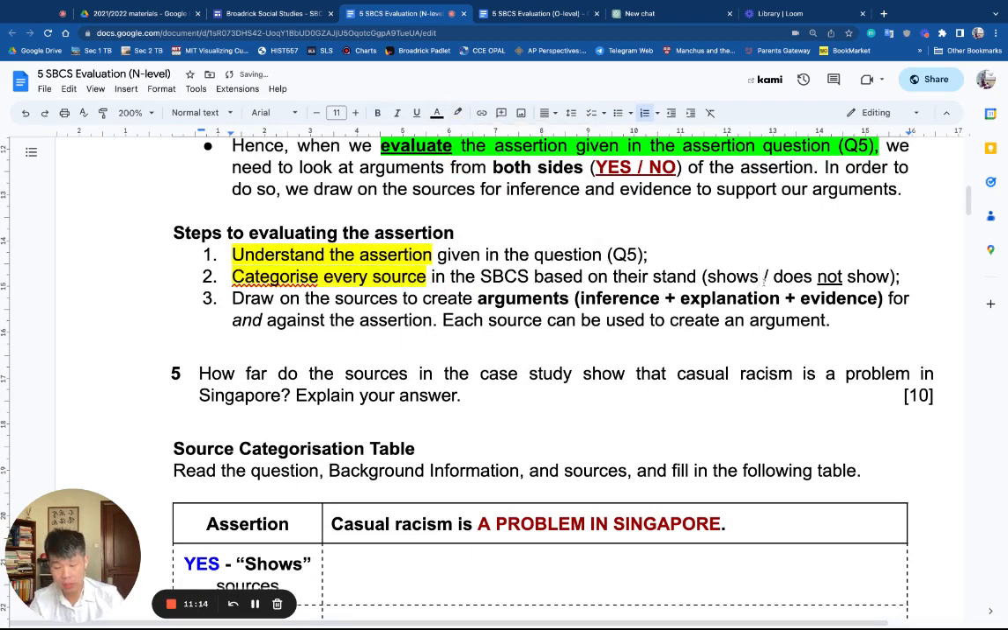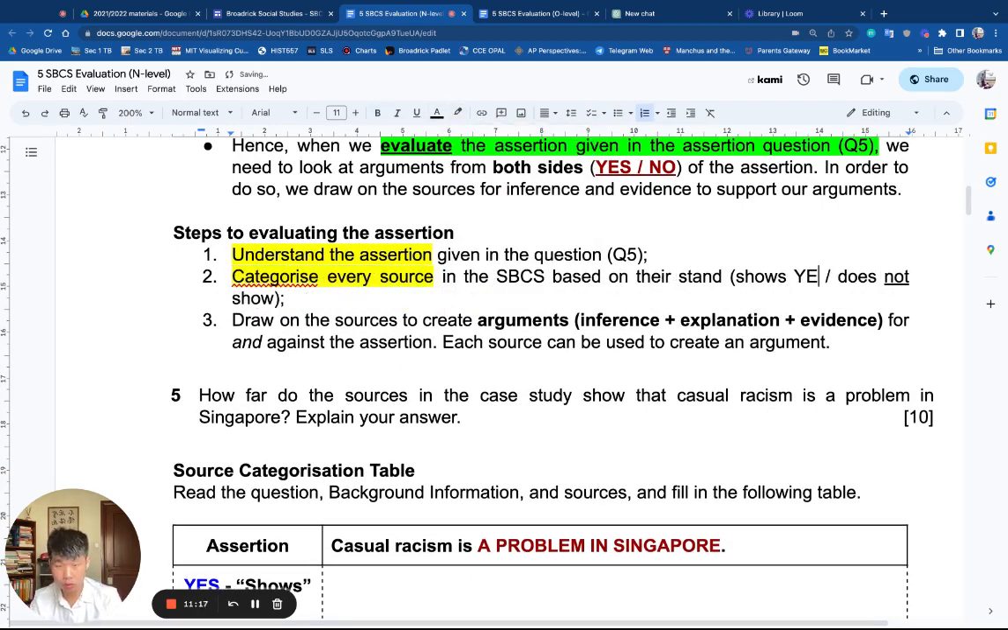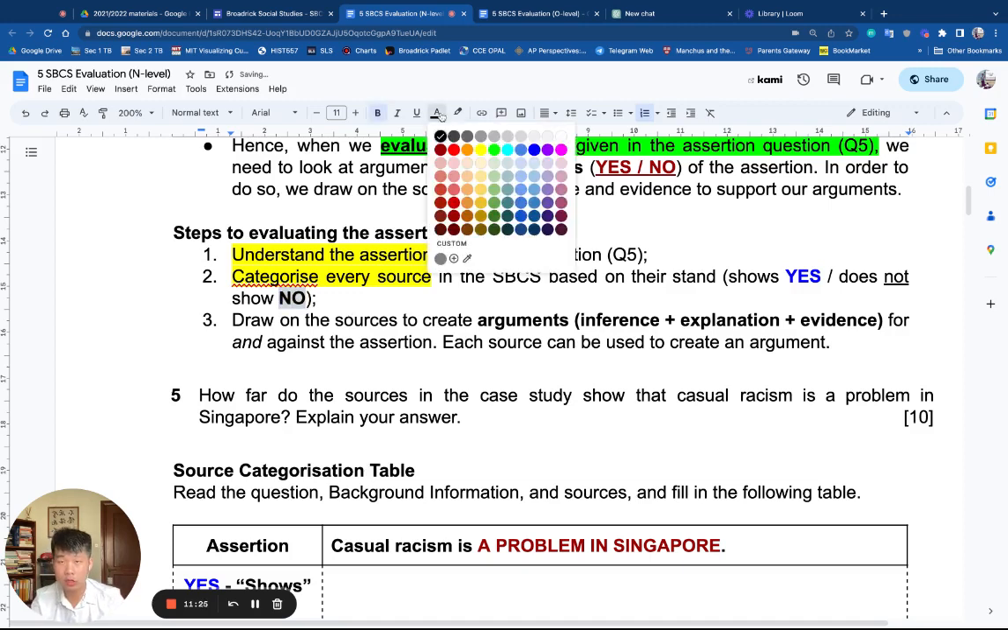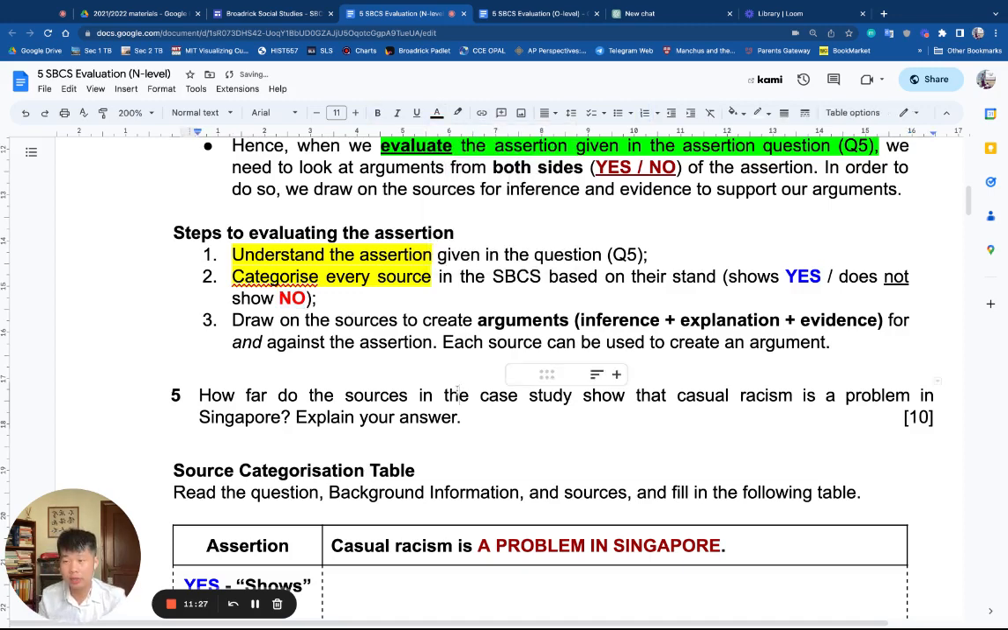In the N-level syllabus, the command word is show. So I want you next to this word show to just write yes. Does not show would be no. For ease, for simplicity, and for clarity, when I teach both N and O level classes, I will just teach you yes and no. We will all categorize sources as yes and no sources. And then you will answer to the specifics of your question for N and for O level.